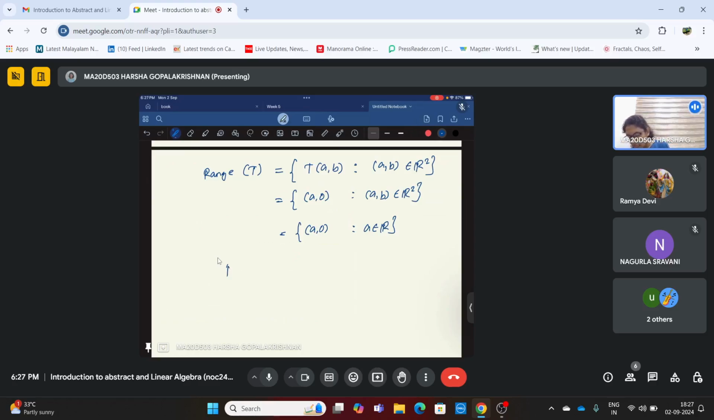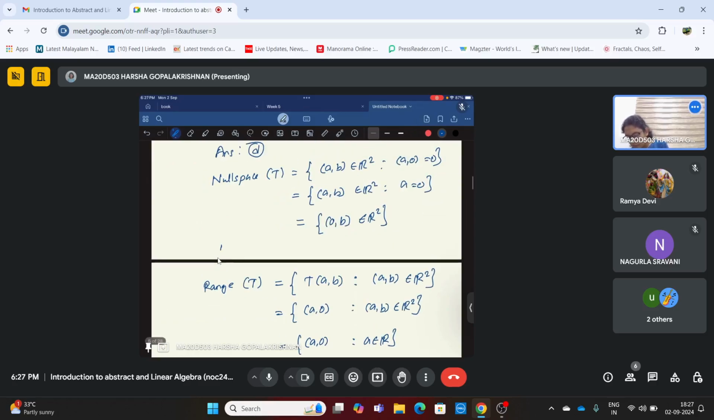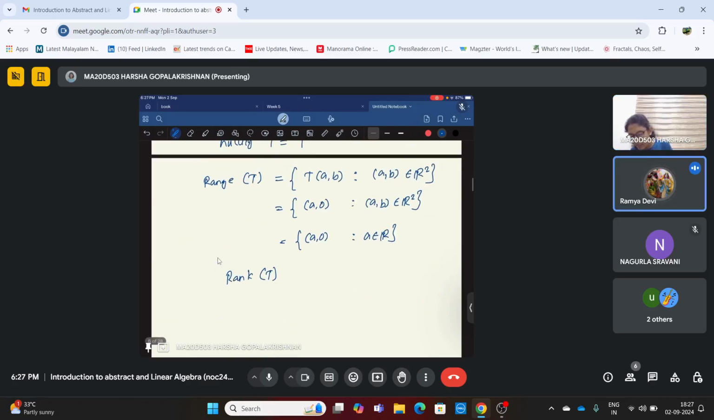Again, rank of T. Can anyone say what the rank of T is? One. Yes, one. Rank of T, just as in the earlier case, is the dimension of the range. From here we can easily say A0 is generated by just one element, 1 0, which is linearly independent. So the rank of T is 1.